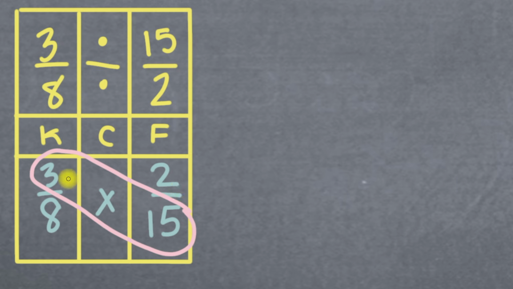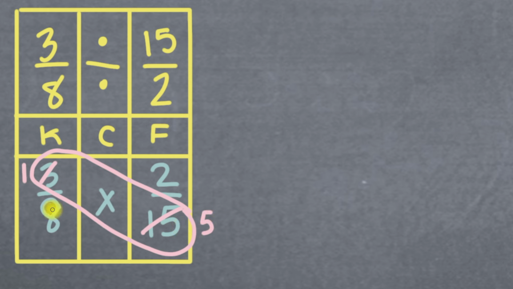But looking at 3 and 15, I know both of these numbers can be divided by the number 3. 3 divided by 3 is 1. So I'll cross this off and put a 1 next to it. And then 15 divided by 3 is 5. So I'll cross off 15 and I'll write a 5 instead.